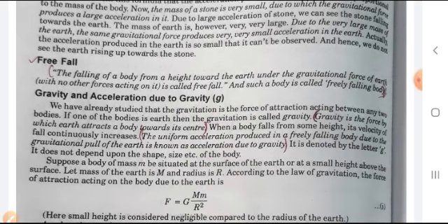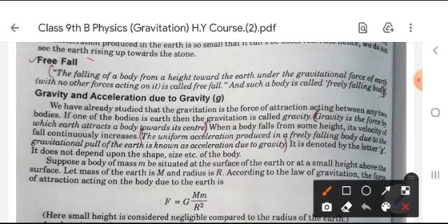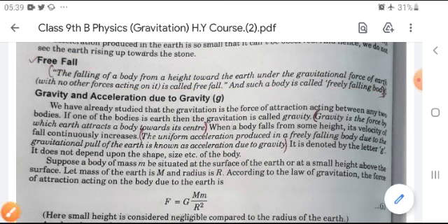Now we will talk about free fall. What is free fall here? The falling of a body from a height toward the Earth under the gravitational force of the Earth with no other forces acting on it is called free fall, and such a body is called a freely falling body. If any doubt, then I repeat it again. The falling of a body from a height toward the Earth under the gravitational force of the Earth with no other forces acting on it is called free fall, and such a body is called a freely falling body or object.